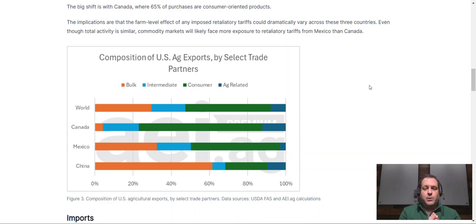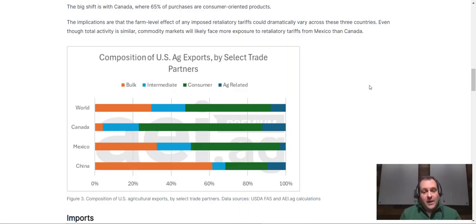Bulk exports, I think, are the closest to the farm gate. There are bushels of soybeans, bushels of corn, pounds of cotton. And then the other big tranche of U.S. ag exports are consumer related goods. So you can think about these as things you might pick up in a grocery store. So when we look at trade with Canada, very few bulk exports, much more consumer related exports.